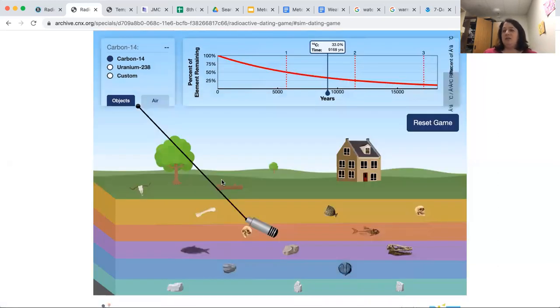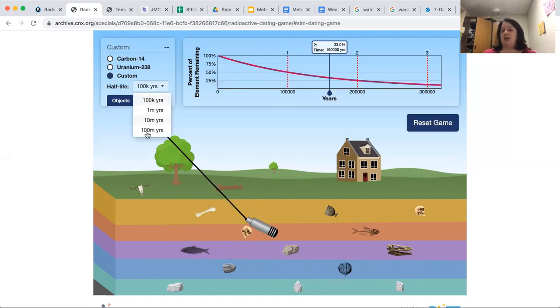Now, different isotopes work for different things. So you have carbon-14, which you're most familiar with, but you also have uranium-238, which can be very useful, or you can do custom. When you hit custom, you can then change the half-life, okay? And you will need to use all three to accurately date.